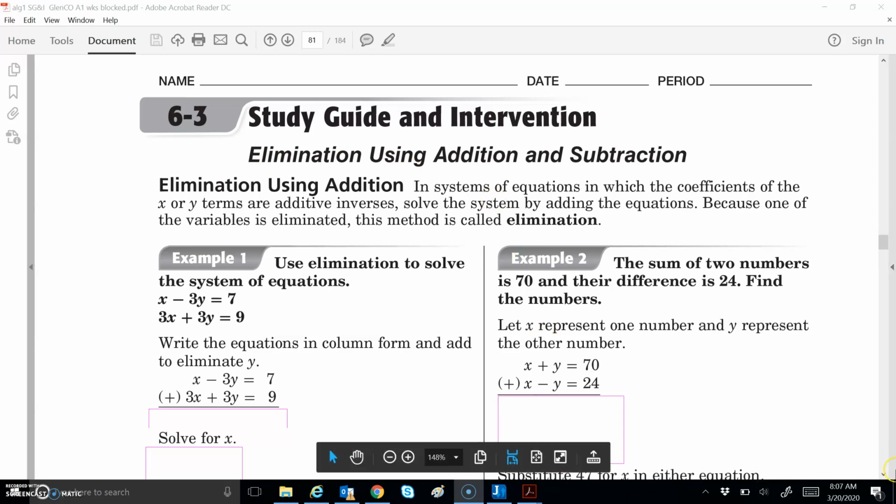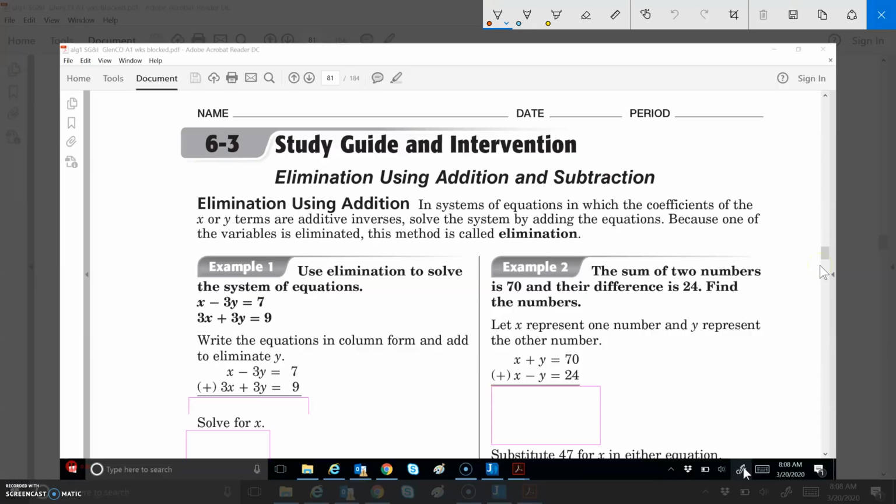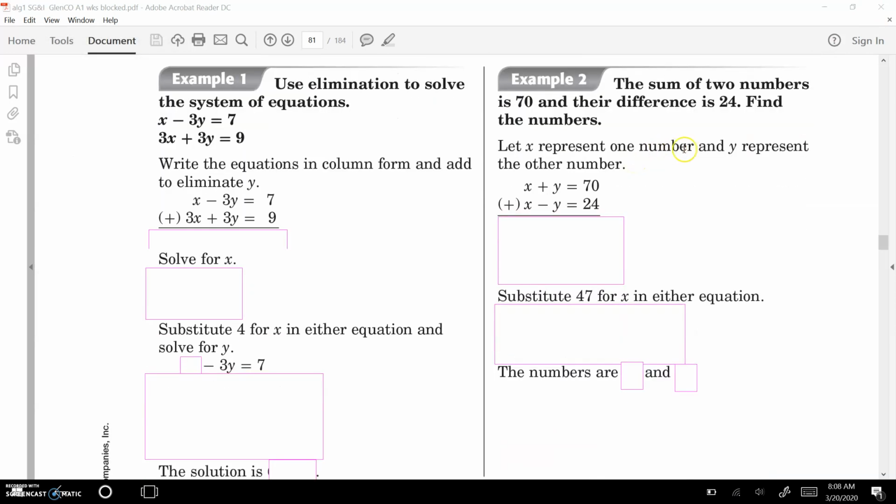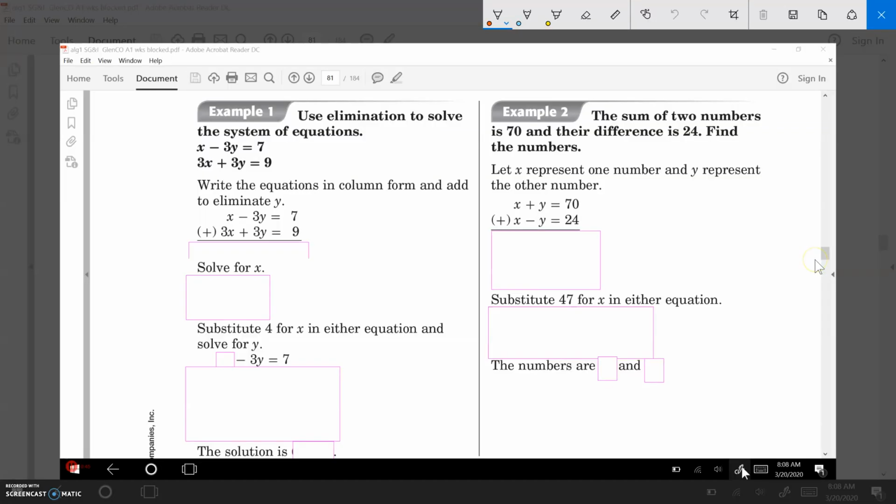And so that means x and y are on the same side, normally the left, and then the constant is on the right. Alright, example 1 here. Let me scroll down first. Alright, now let's do example 1.